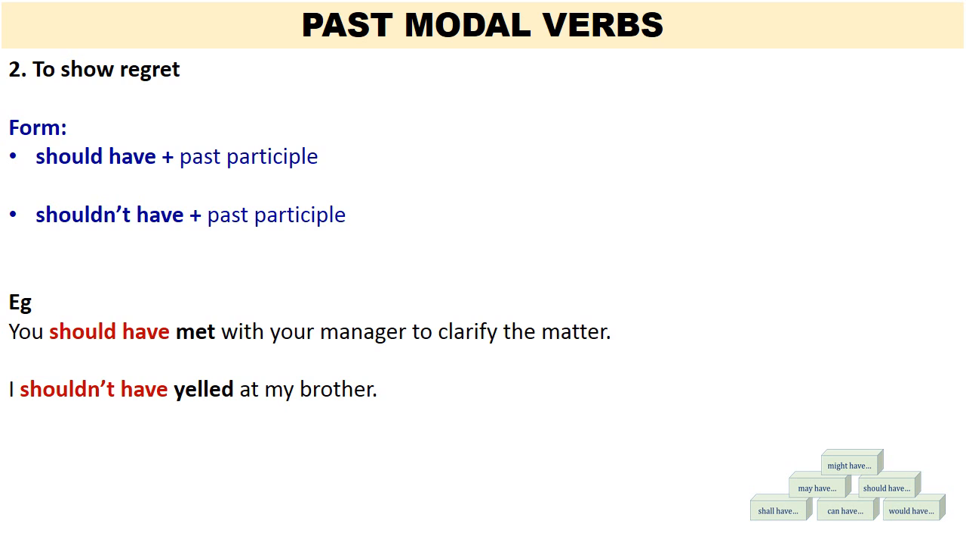Moving on, using the past modal verb forms to show regret. And we use the form should have plus the past participle form of the verb, or if we were speaking in the negative, we would use shouldn't have plus the past participle form of the verb. For example, you should have met with your manager to clarify the matter. I shouldn't have yelled at my brother. So should or shouldn't have plus the past participle form of the verb.